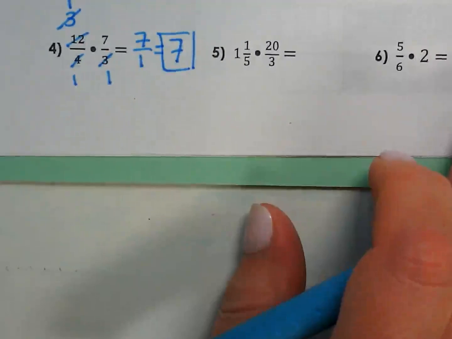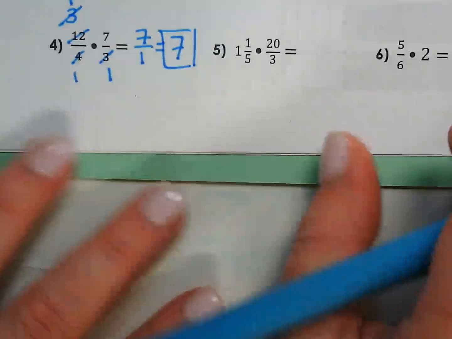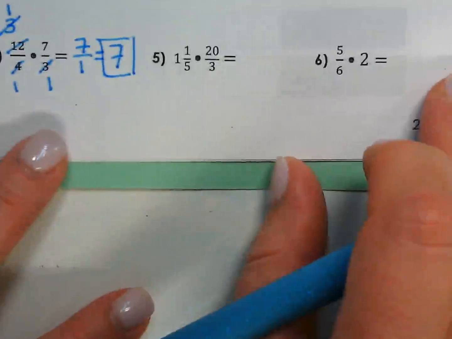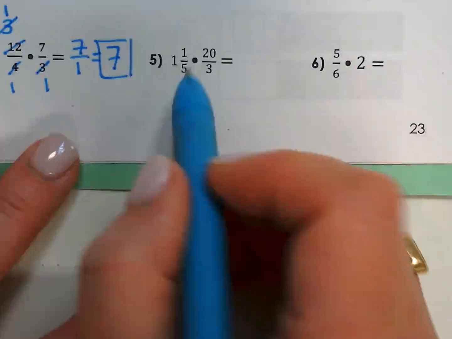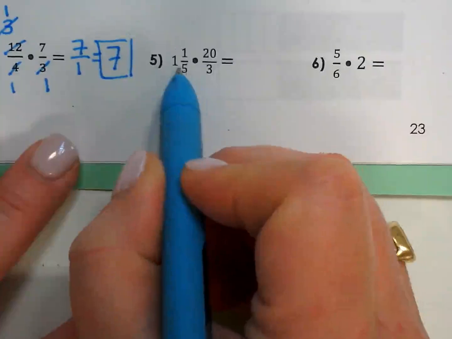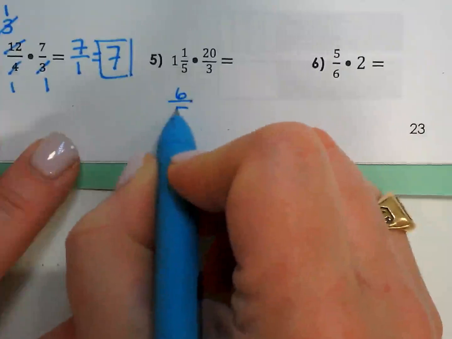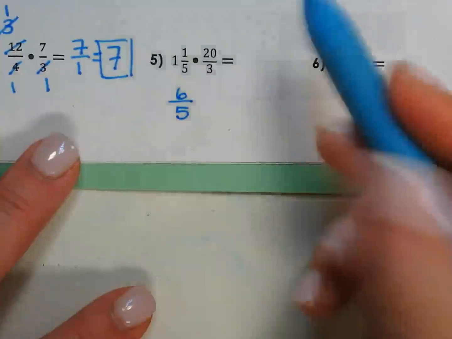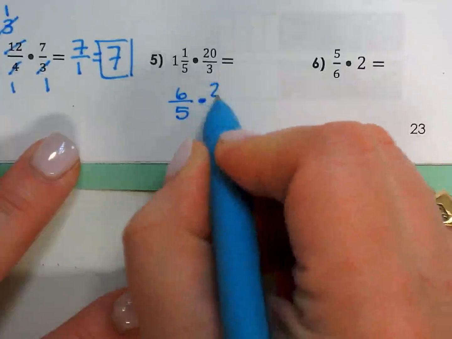Notice that in question number 5, we have a mixed number in here. And so before I can actually do any of the multiplication, I need to change that into an improper fraction. And since we just reviewed that, we know that we need to take 5 times 1, which is 5, plus 1, which is 6, and leave it over the 5. Because again, I have 6 pieces when I needed 5 to make a whole. Then we're going to multiply by 20/3.